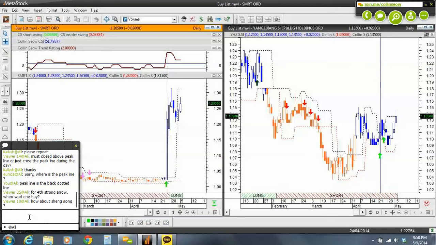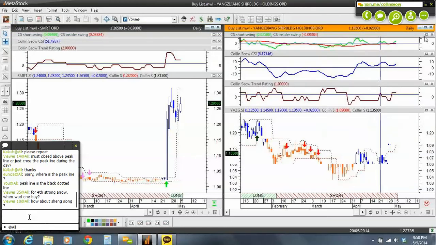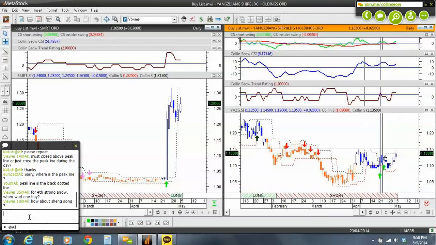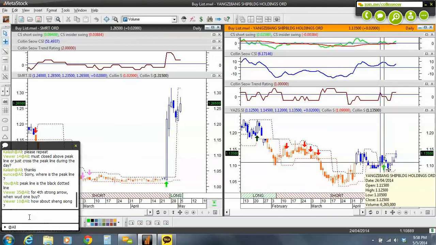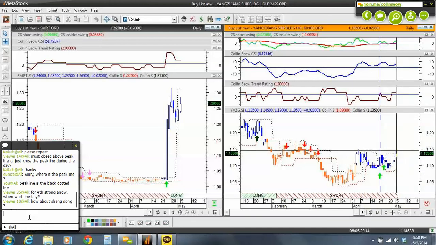See that very powerful signal with trend rating outside the zone. If you saw the signal, you have bought once. If the second arrow appears, you can still buy again, for SMRT. Same thing for Yangzijiang right now. This one is valid. This one not so valid because no trend rating. So this is considered the very first signal. If the second arrow appears, you can still look at it to buy.